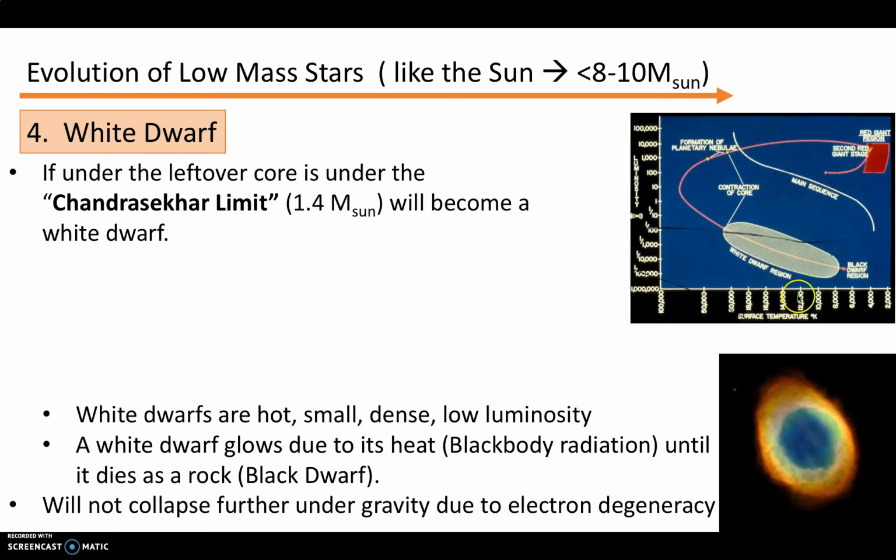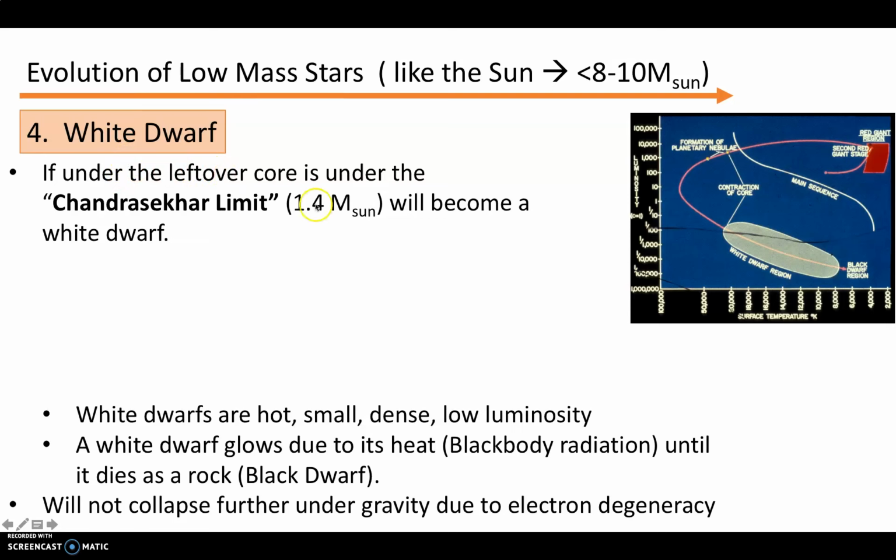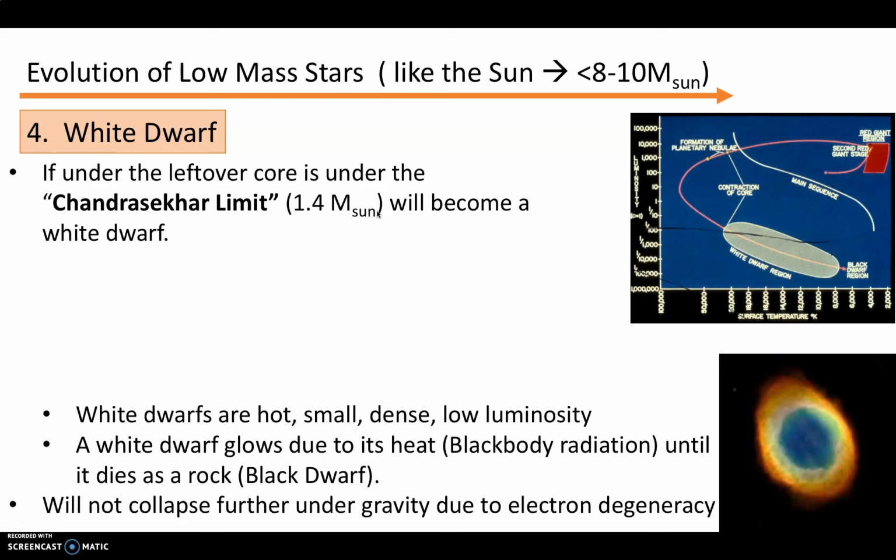And this is for stars that start out 8 to 10 times the mass of our sun. But the key is that the leftover core of the star that hasn't poofed away and become a planetary nebula is less than 1.4 times the mass of the sun. So the leftover core chunk is under what's called the Chandrasekhar limit, 1.4 times the mass of the sun, and becomes a white dwarf. So under this size limit, the remaining star is a white dwarf. You can just barely see the white dwarf right here in the Ring Nebula. It's pretty hard to see, but it's there.